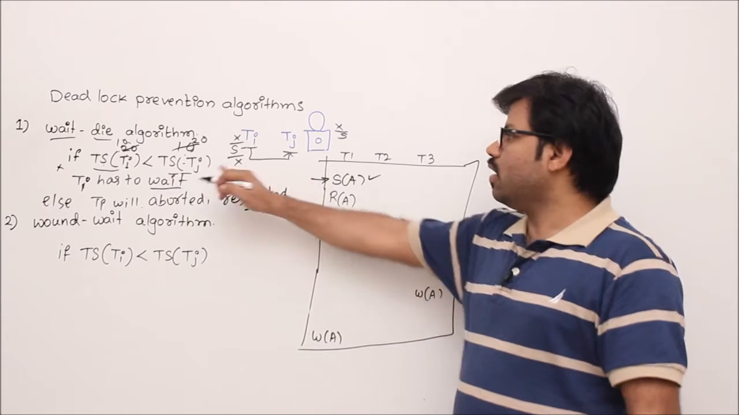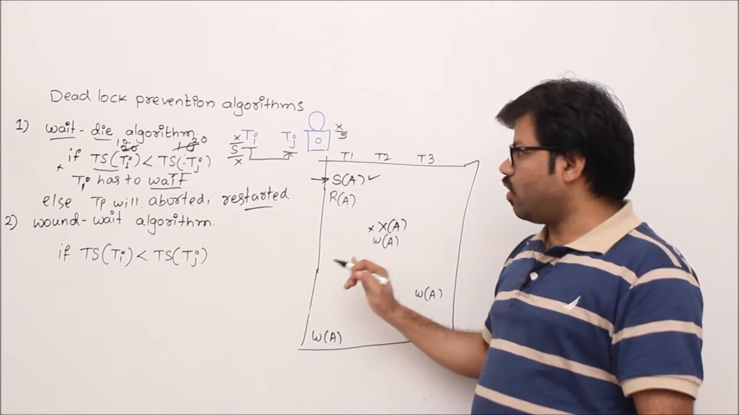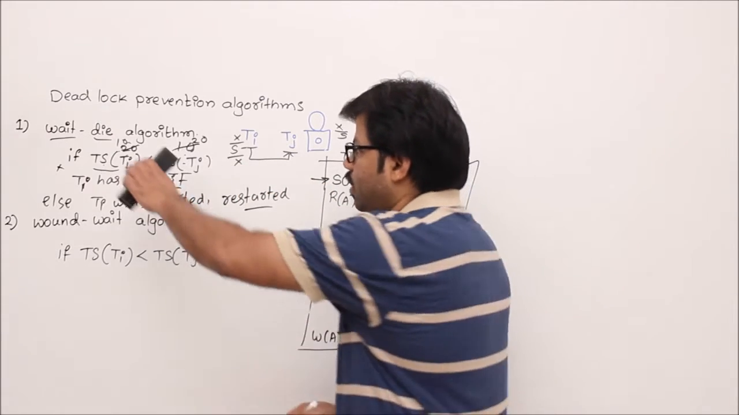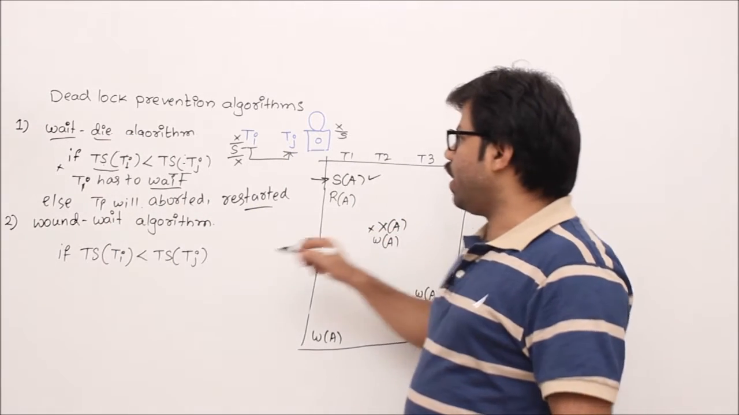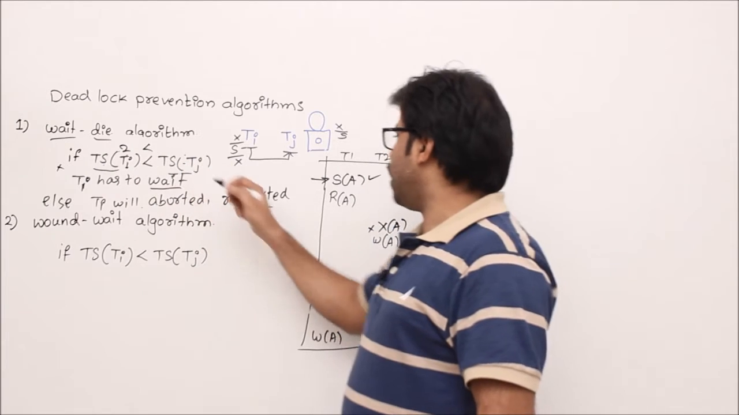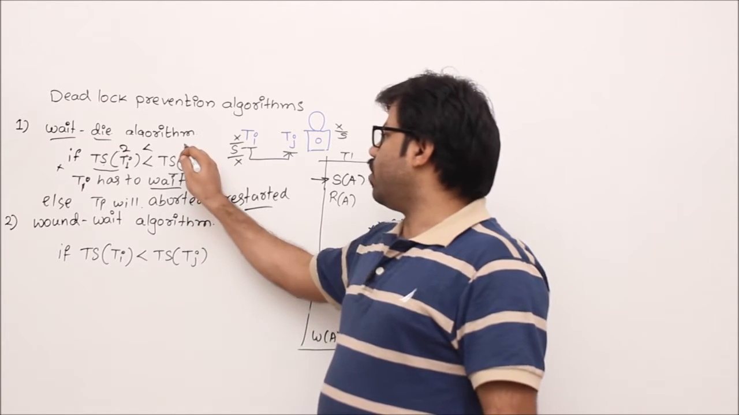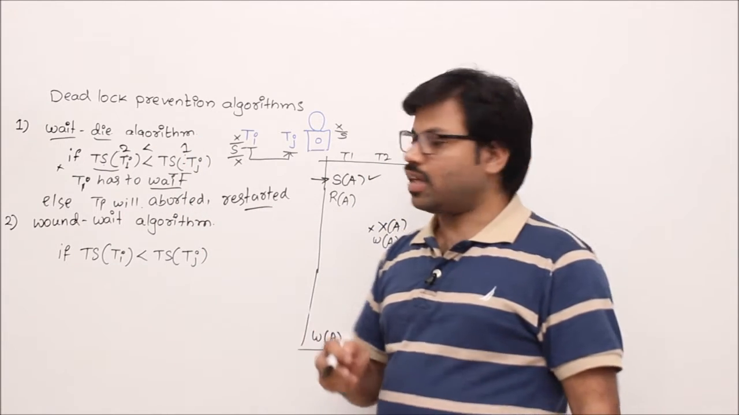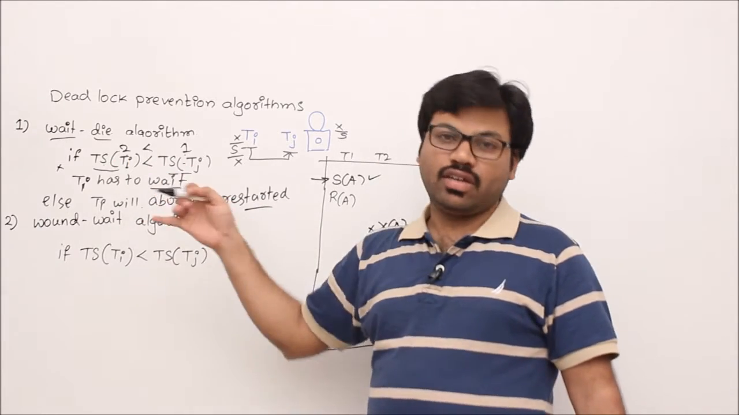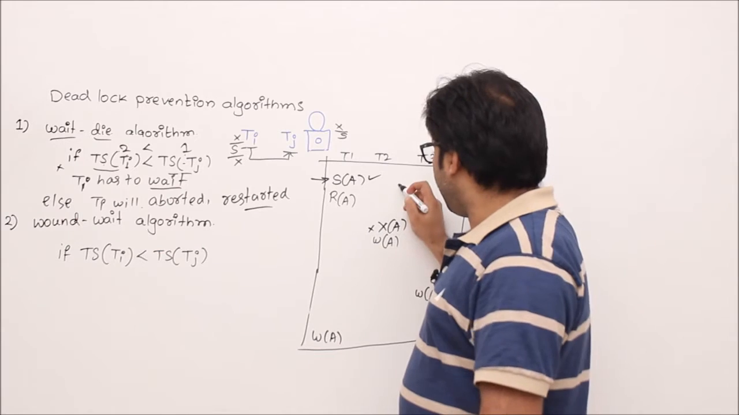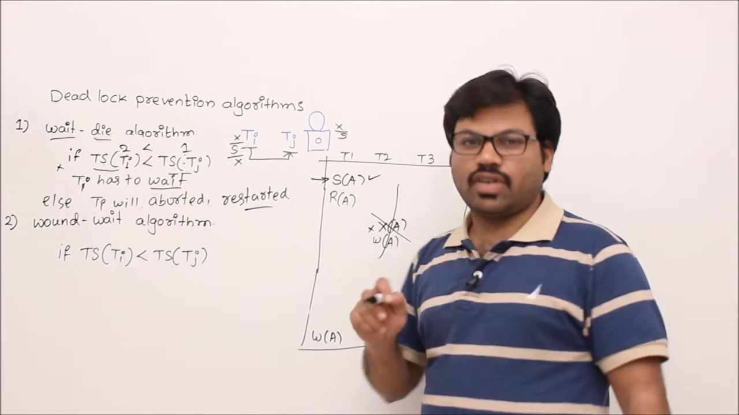Now we are using the wait-die algorithm. So timestamp of Ti, let's see. How much is the timestamp of Ti? We are talking about T2, right? 2 less than timestamp of Tj. Who is holding the lock? T1. 2 less than 1, false. That means this is a younger transaction. A younger transaction has to be cancelled. That's why T2 will be cancelled. So that is the story.